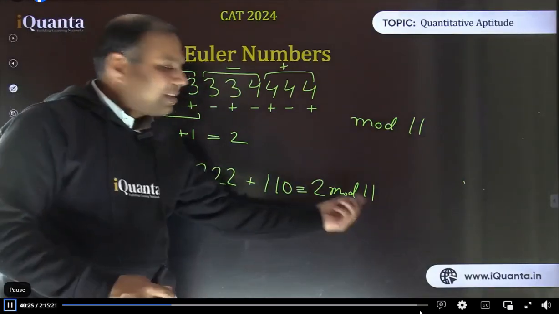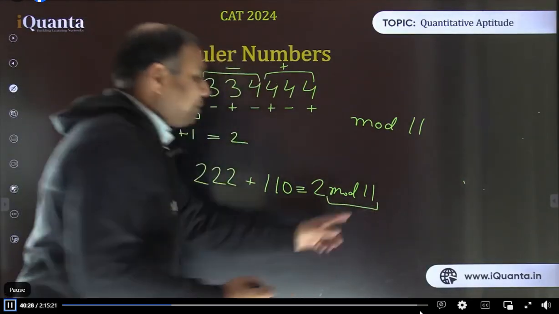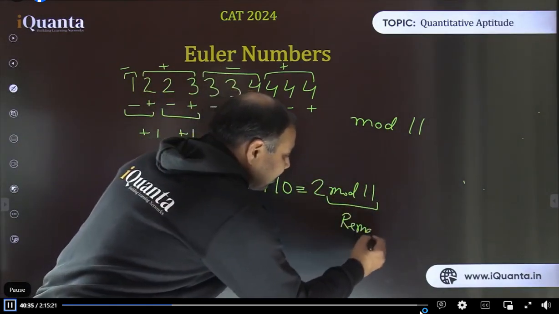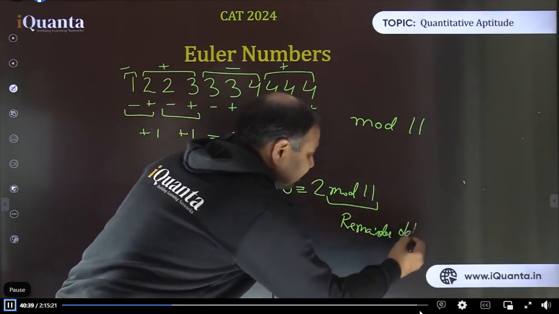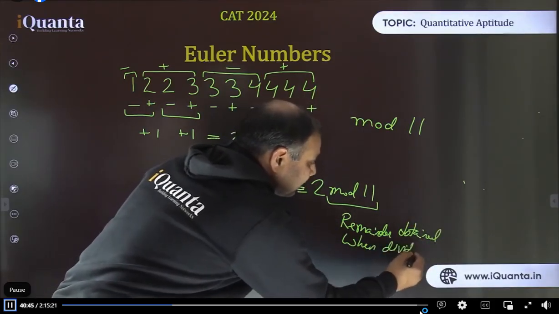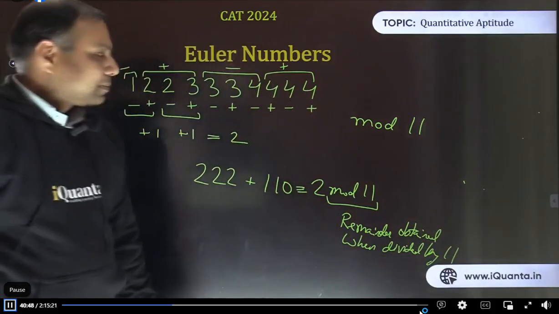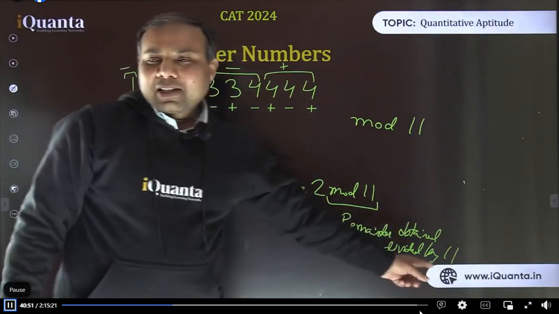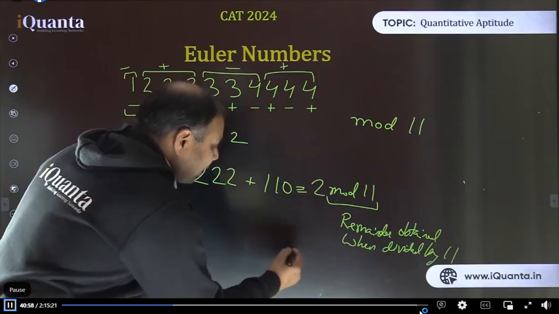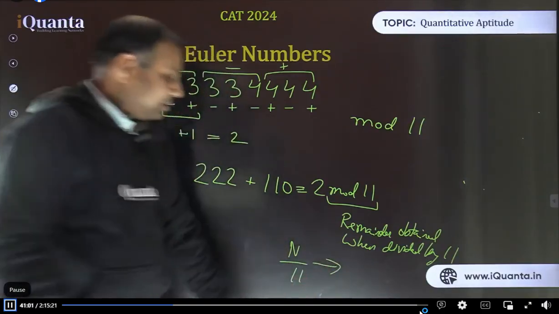Mod representation means only the remainder with 11. That's it. This mod 11 means the remainder obtained when the number is divided by 11. So in place of writing this complete sentence, we just write mod 11. In short notation, sometimes people write it that way. When the number is divided by 11, what is the remainder? That's it. You know?